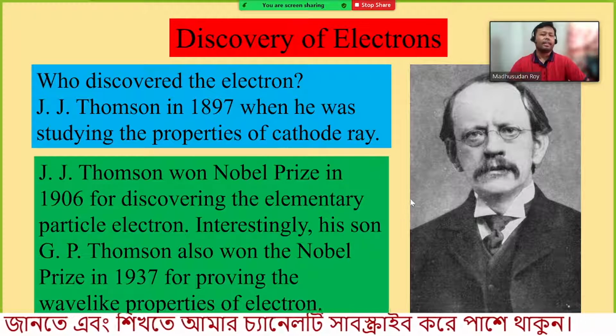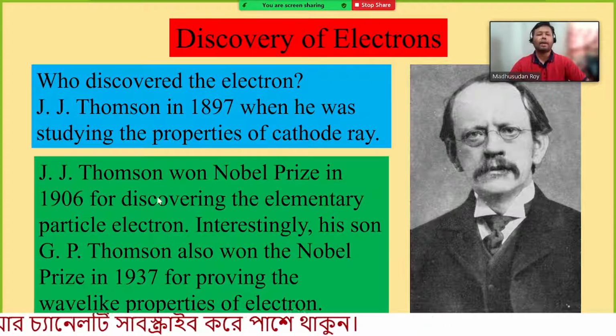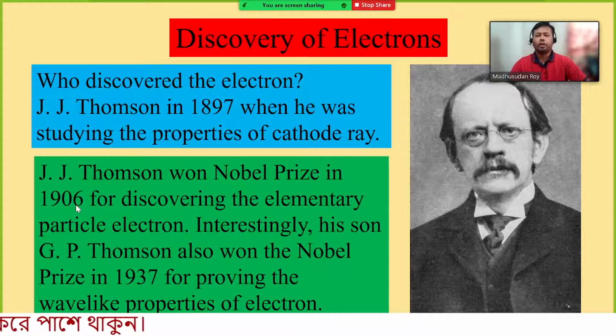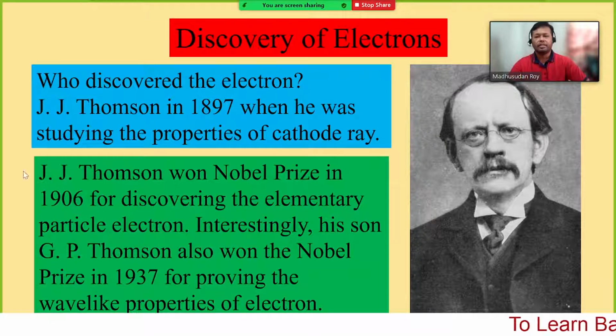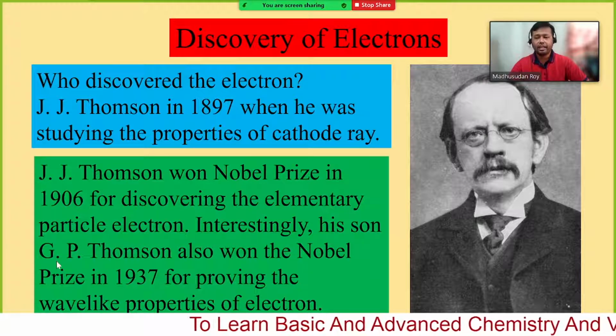J.J. Thomson, and interestingly, he received the Nobel Prize in 1906 because he discovered the electrons. And what is most important, his son J.P. Thomson also won the Nobel Prize, in 1937.